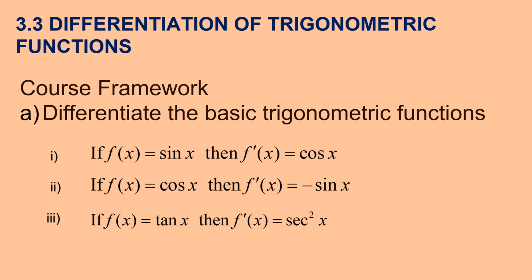The first one is, f(x) is equal to sin x, then f prime x equals cos x. The second one is, if f(x) equals cos x, then f prime x equals negative sin x. And then the last one is, if f(x) equals tangent x, then f prime x is equal to secant squared x.